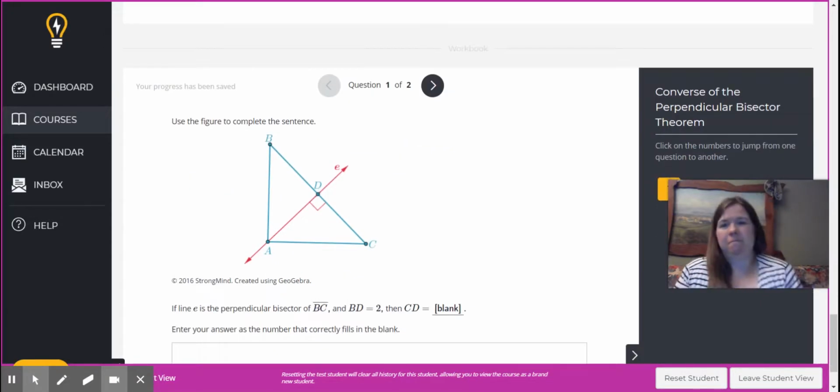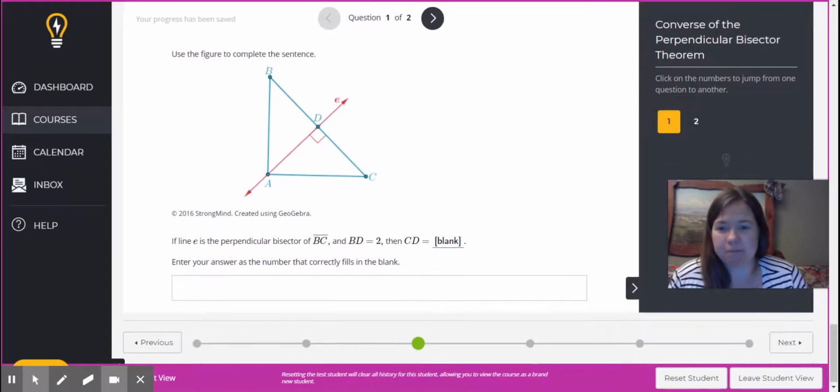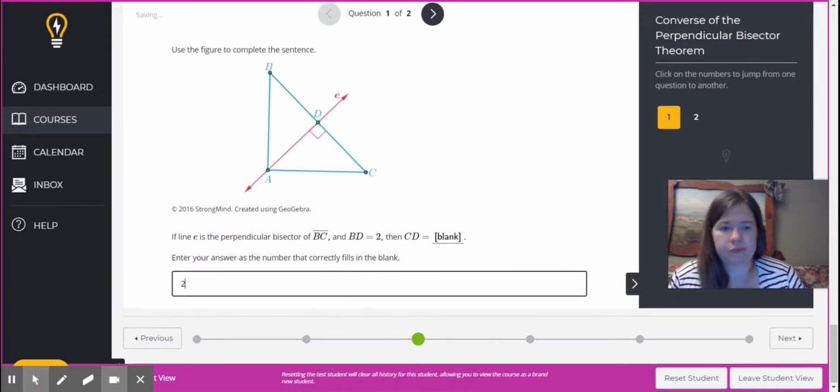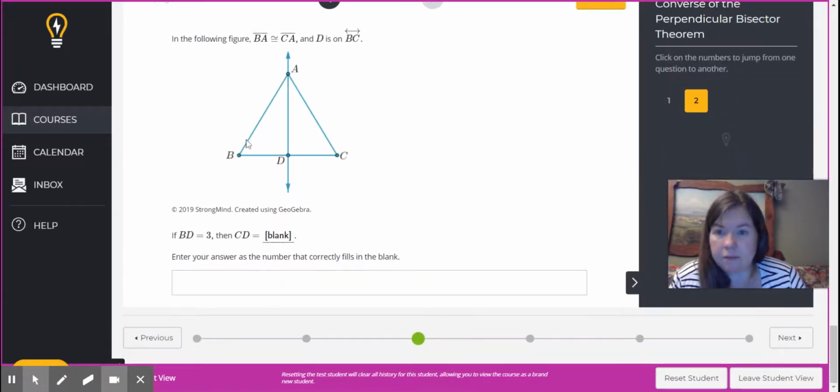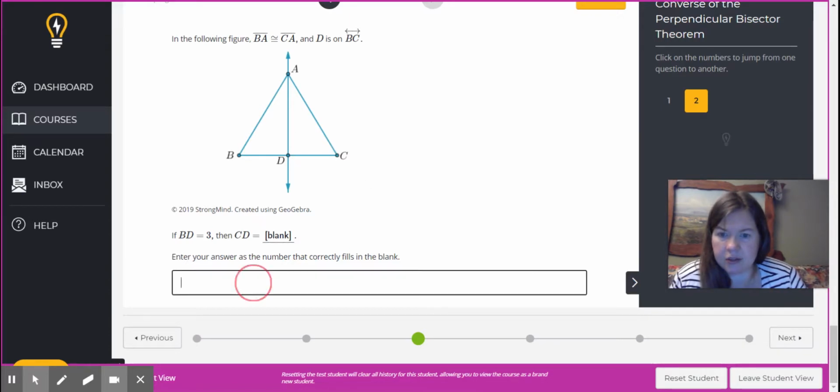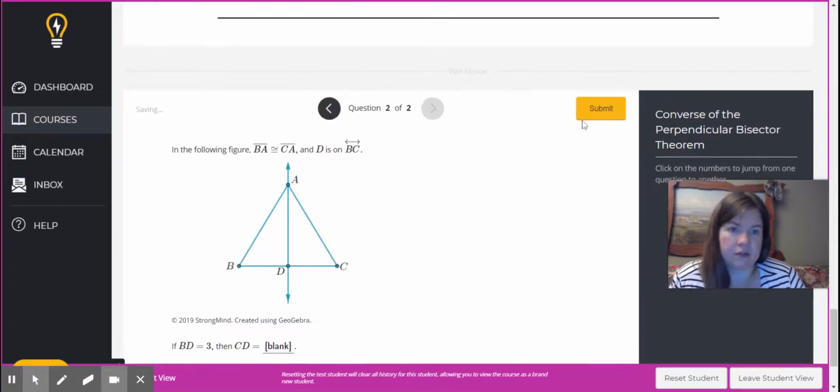Sorry. Okay, use this figure to complete the sentence. So if line E is the perpendicular bisector of BC and BD is equal to 2, then CD also has to be 2. Good. So then next one. In the following, BA is congruent to CA and D is on BC. So if BD is 3, then CD must also be 3. That's pretty easy.